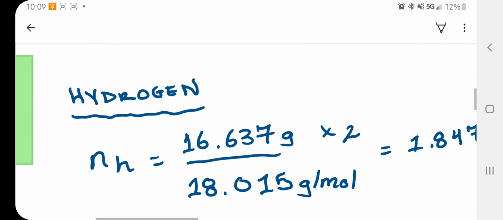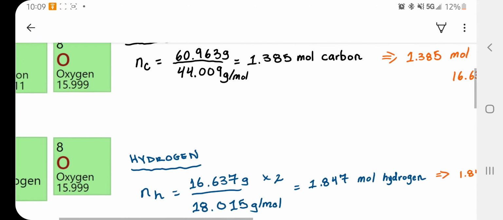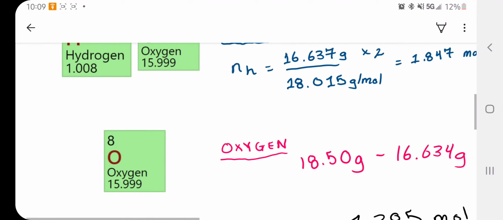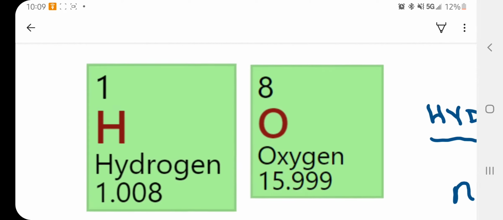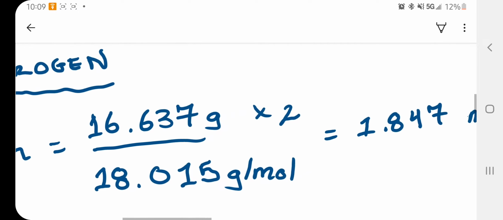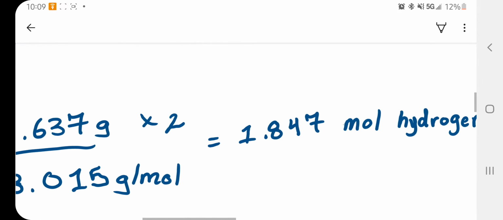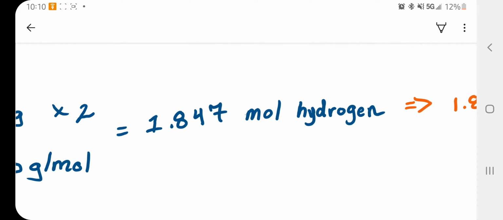We do this again for hydrogen. In hydrogen's case, we get 16.637, which is found in the story problem once again, and we divide it by 18.015, which is found by referencing the periodic table once again: 1.008 times 2 plus 15.999. This is done 2 times because there's 2 hydrogen atoms in this. So after dividing, we get 1.847 moles of hydrogen.